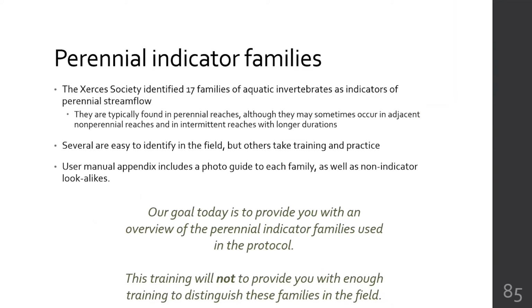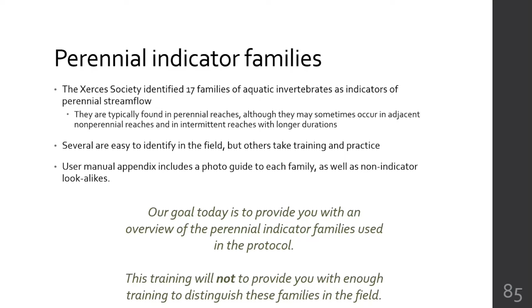Now, the thing that probably is the most distinctive about the Western Mountains method as opposed to the Arid West method is the use of perennial indicator families. These are 17 families of aquatic invertebrates that the Xerces Society identified as indicators of perennial streamflow. And these are also used in the Pacific Northwest method.